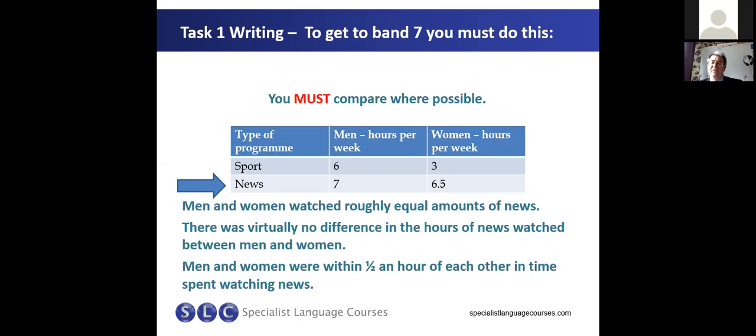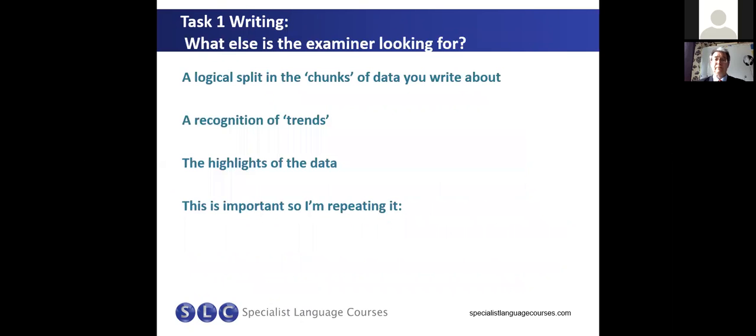So this sort of language is all you'd need to do to show that you're using language of comparison. Without it, doesn't matter how good it is, you cannot get 7. So it's crucial. So what else is the examiner looking for in a task 1? Well, he'd be looking for a logical split in the chunks of data you write about.